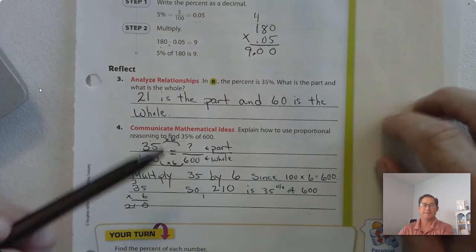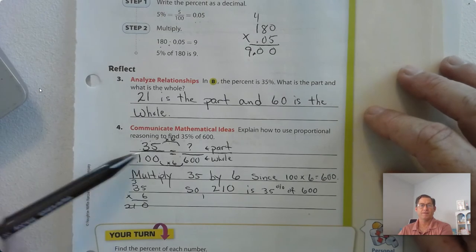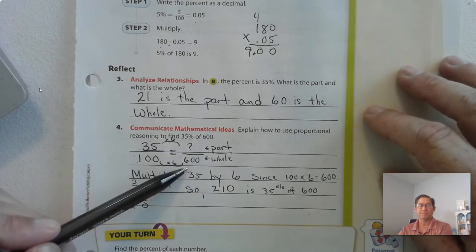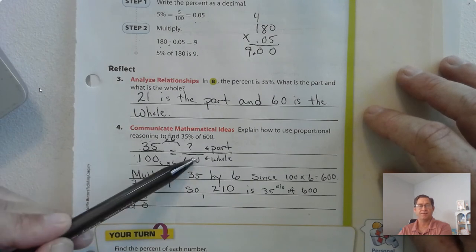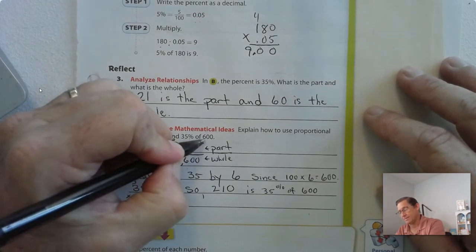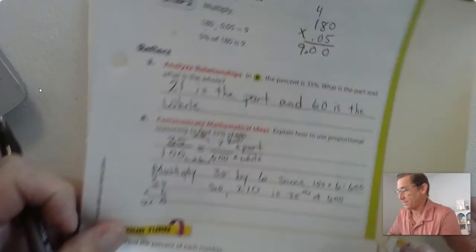So again, how did we set that up? 35%, that's easy, 35 per 100. And it's going to be equivalent to some part out of 600. We multiply 100 by 6 to get 600. Multiply 35 by 6, and we get 210. Okay, all right, let's try some.